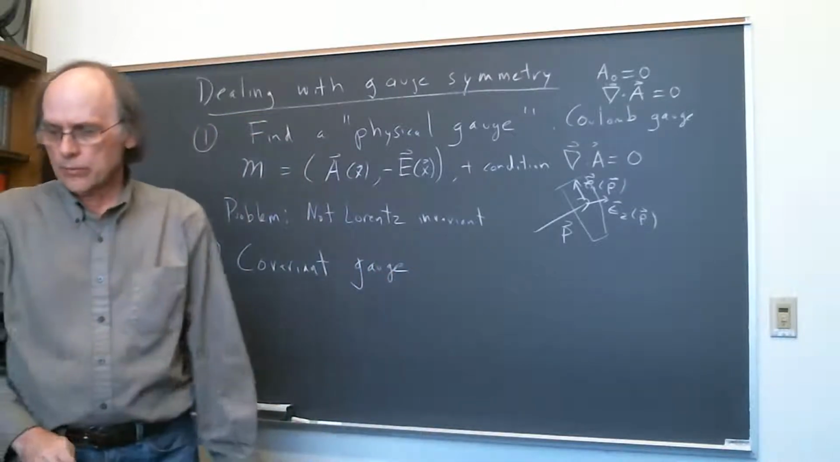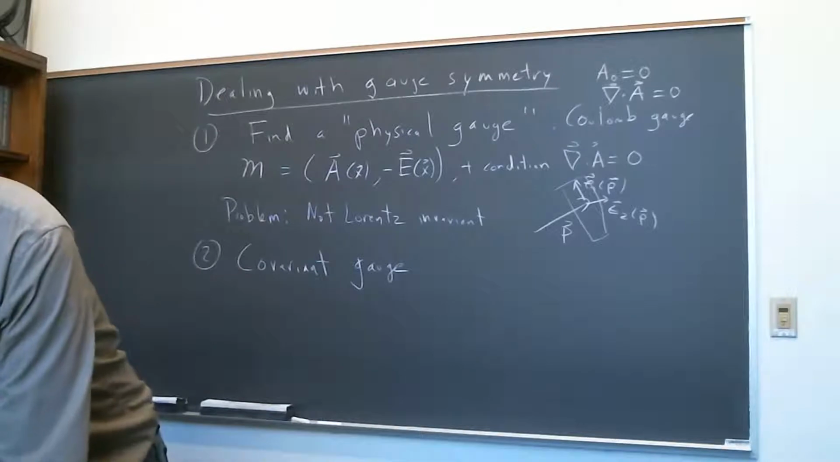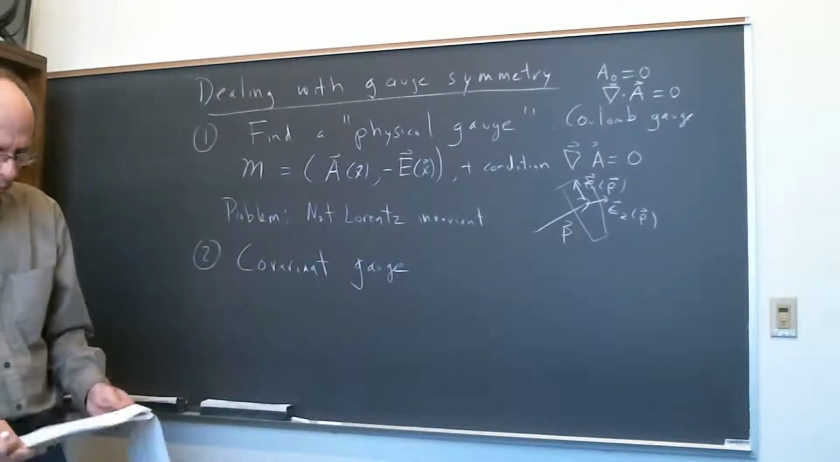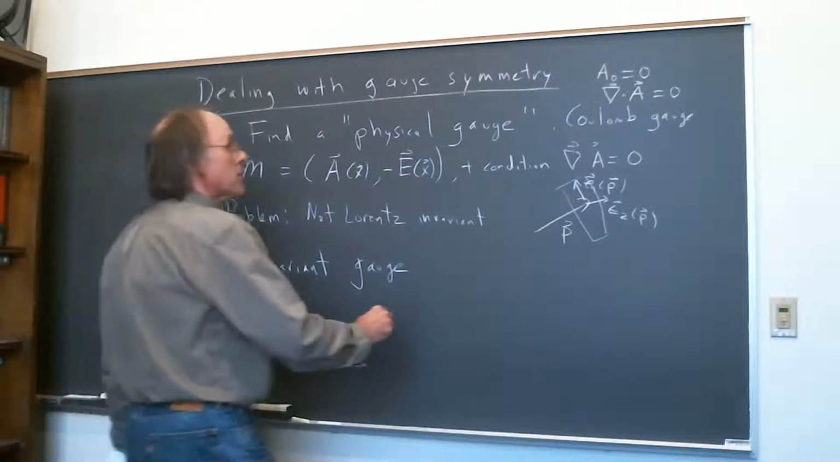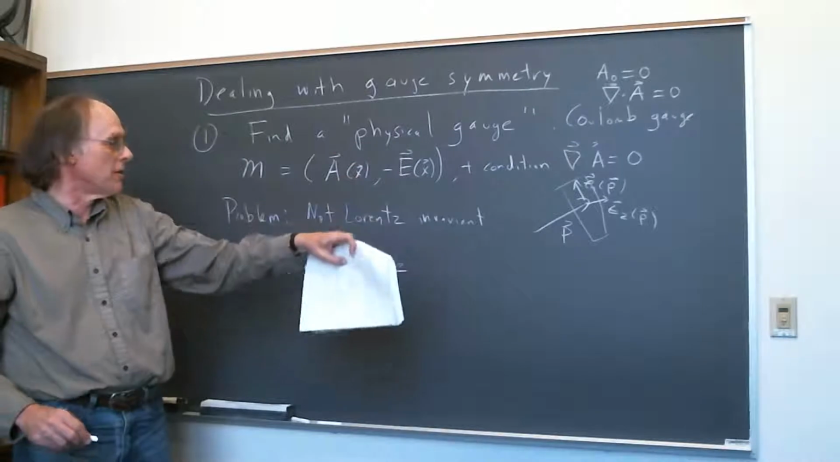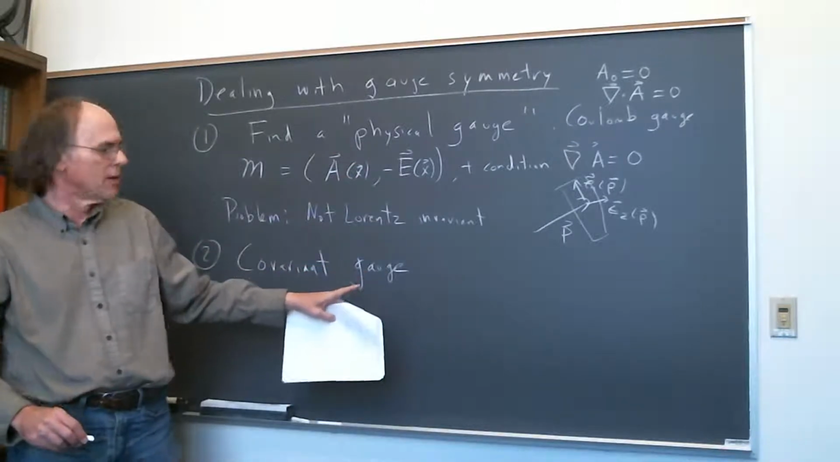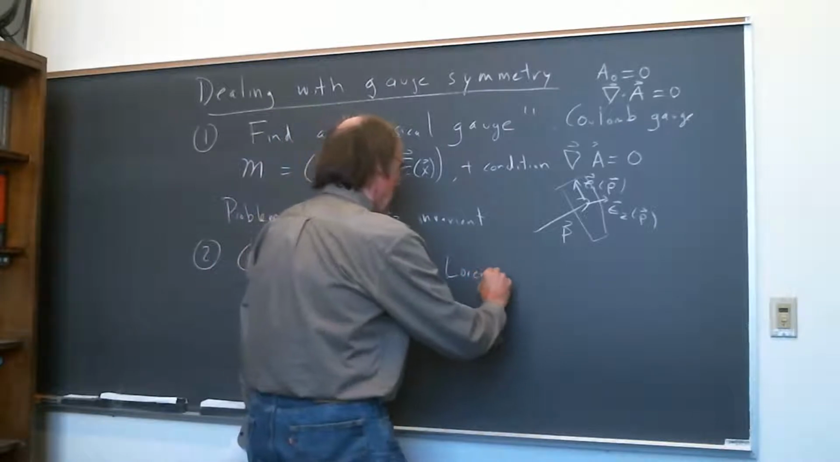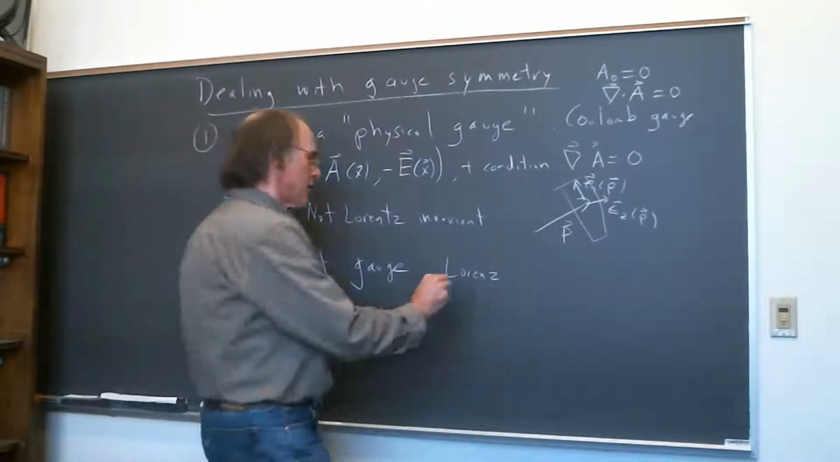And then let's see what I wanted to do. So here's the standard example, the simplest example of this. There are many other things you can do of this kind, but the standard example is called Lorentz gauge. Again, no T, Lorentz gauge.